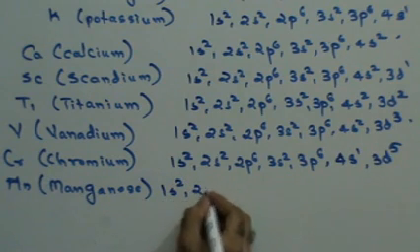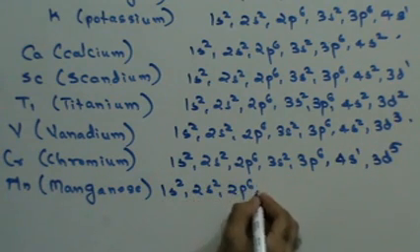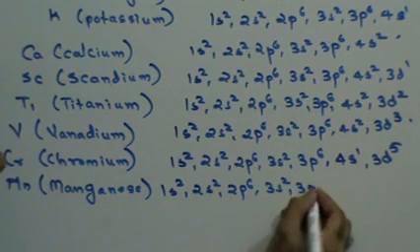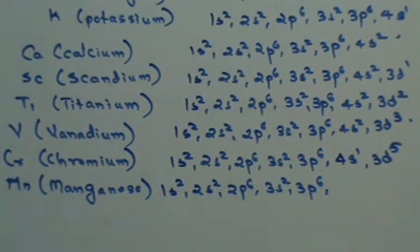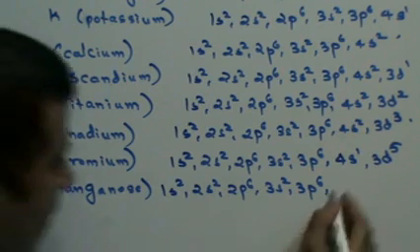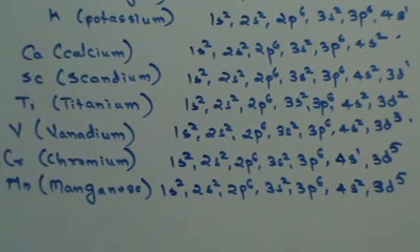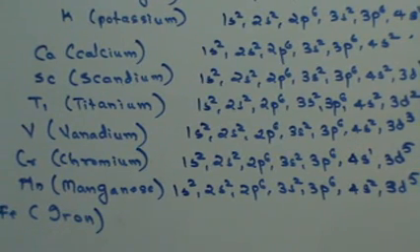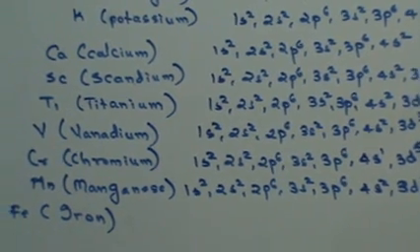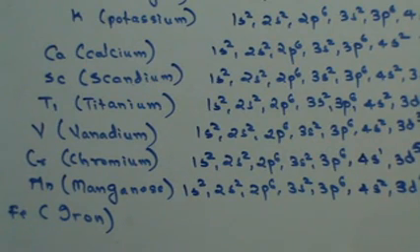1s2, 2s2, 2p6, 3s2, 3p6. This is very simple. Right? Now, this will become 4s2 and then 3d5. So this will be 4s2 and 3d5. Then Fe, iron. Write the electron configuration of iron, please.